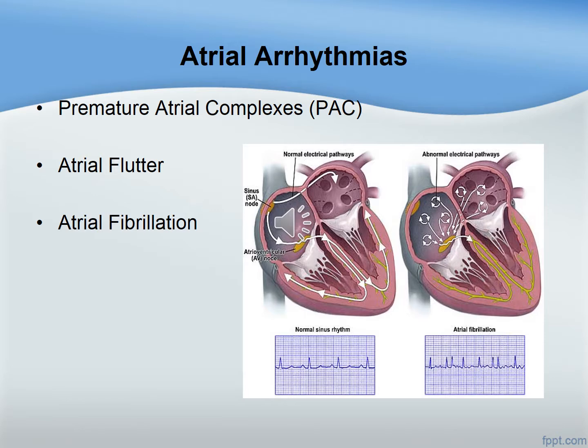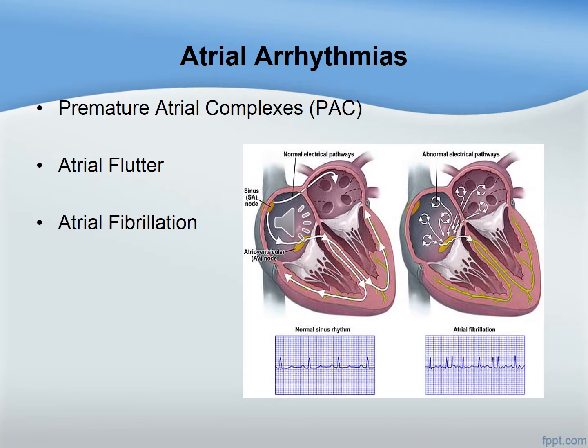So let's move on to atrial arrhythmias. It is an abnormality that occurs in the left or right atrium. There are three types that we will discuss: premature atrial complex or PAC, atrial flutter, and atrial fibrillation.